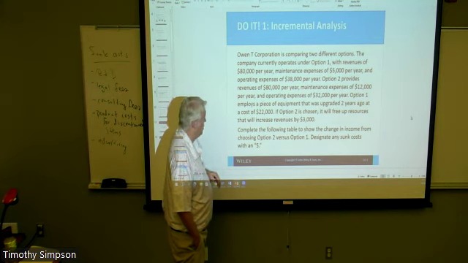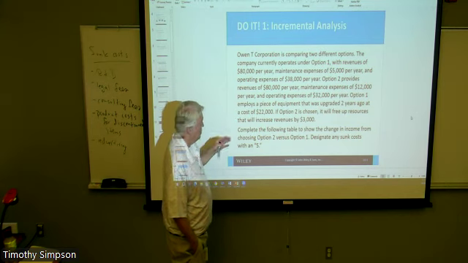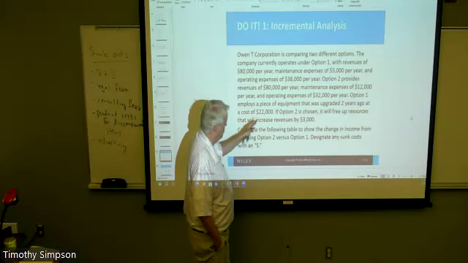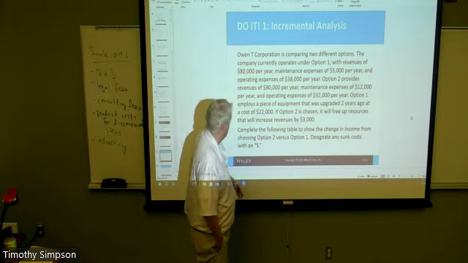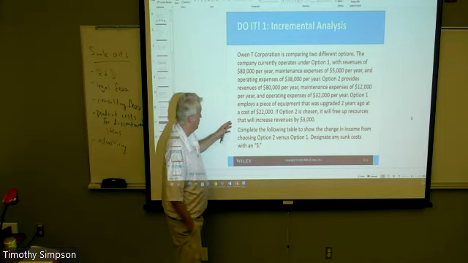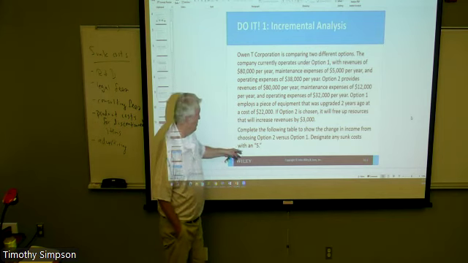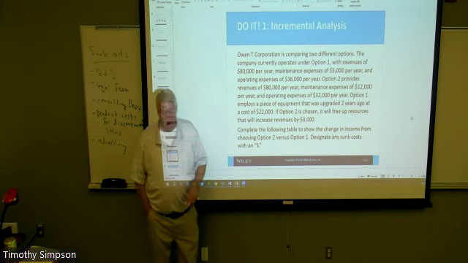This would be considered a sunk cost. We incurred those costs. It's never coming back to us. It's money that's gone. So if option 2 is chosen, it'll free up resources that will increase revenues by $3,000. So complete the following table, and then also designate any sunk cost with an S.